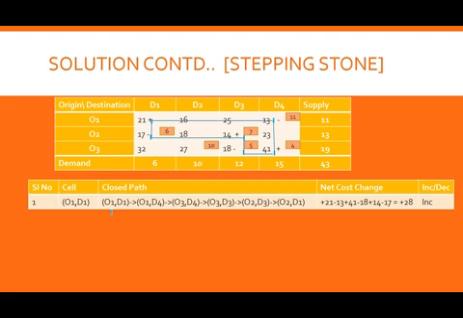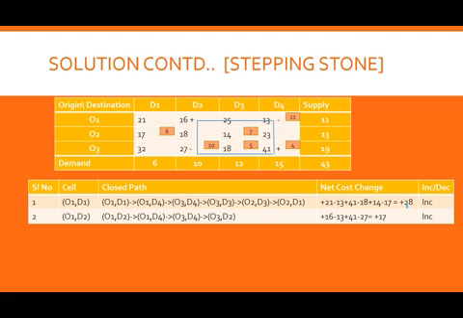So the loop that I've identified is O1D1, O1D4, O3D4, O3D3, O2D3, and O2D1. Now, as usual, put plus in the beginning point, alternating signs. So I get a plus here, minus, plus, minus, plus, minus. Find out the net cost change: plus 21, minus 13, plus 41, minus 18, plus 14, minus 17, which will sum up to plus 28, which is an increase in cost.